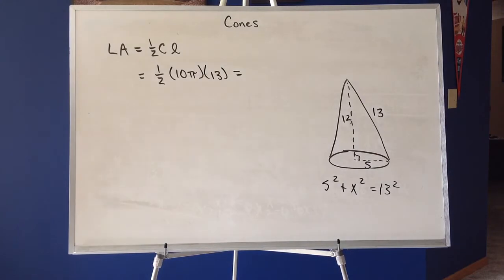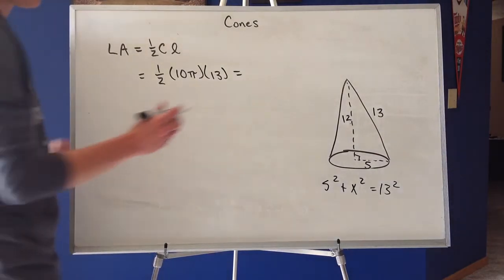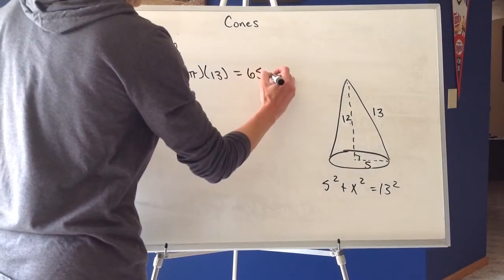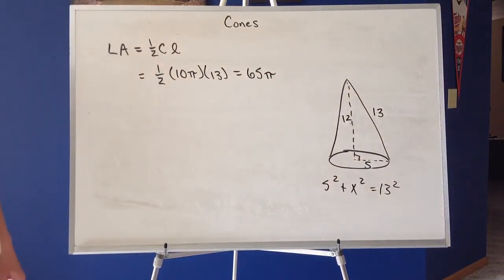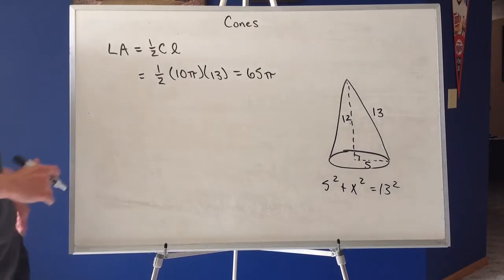Okay, you multiply those together and you'll end up with 65 pi for that one. Again, don't worry about labels. I actually prefer you don't have them because it kind of messes up the Google Forms.